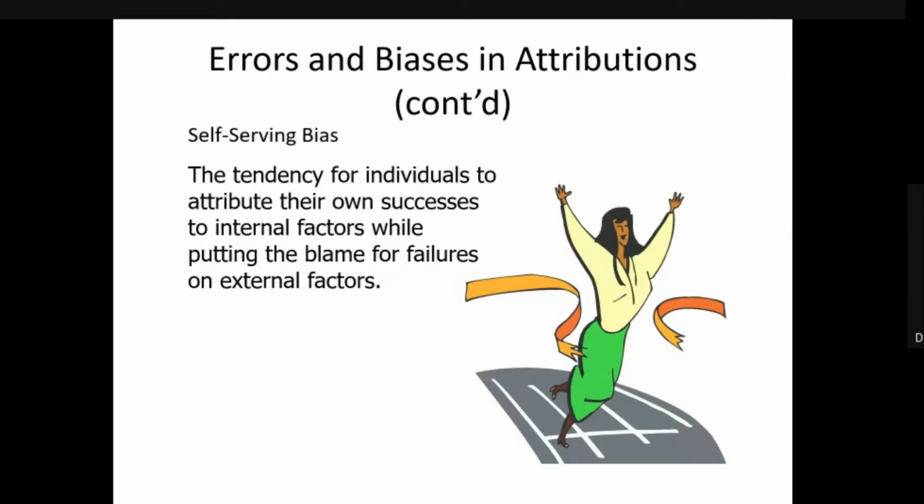Meron din tayong tinatawag na self-serving bias. In here, people tend to attribute ambiguous information as relatively flattering, accept positive feedback, and reject negative feedback. So this is called self-serving bias.